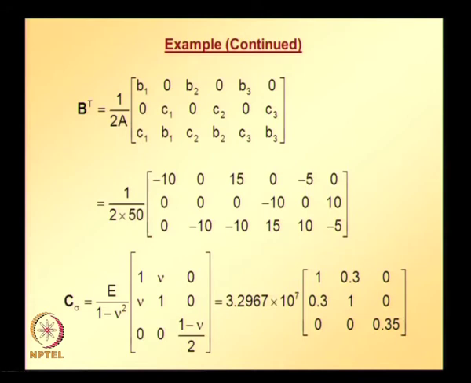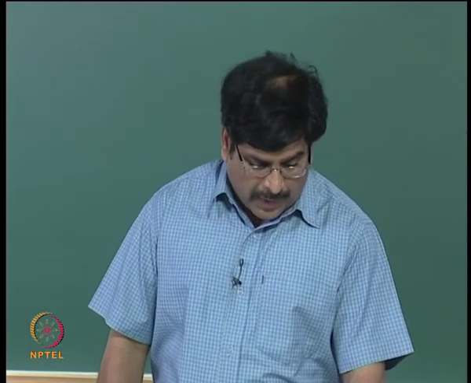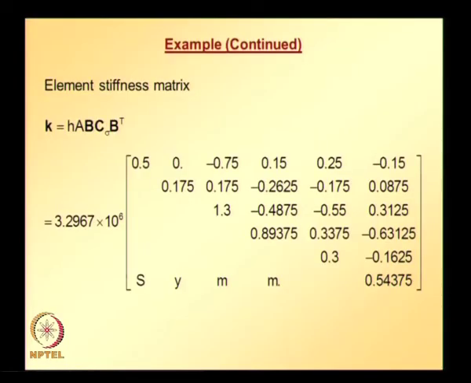and since we are dealing with a 3 node triangular element, since B matrix is constant, we do not need to do numerical integration to get the element stiffness matrix. We can directly carry out multiplication H times A times B transpose times C times B. So, carrying out those multiplications of matrices, we get this element stiffness matrix for element 1.